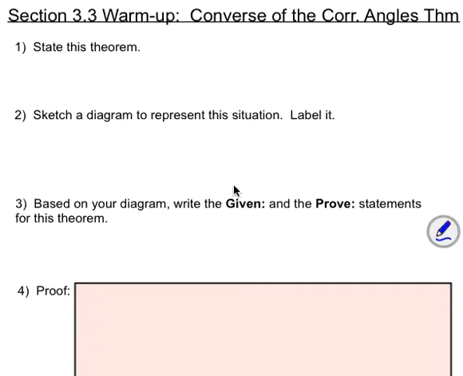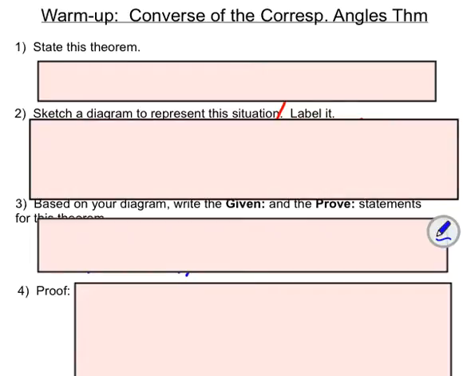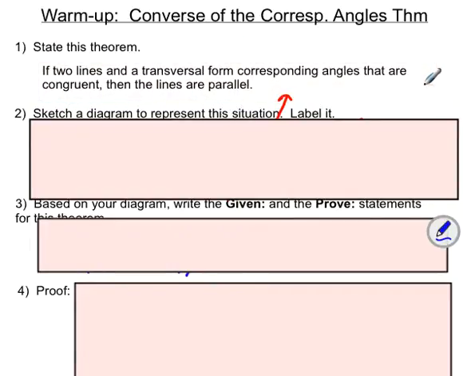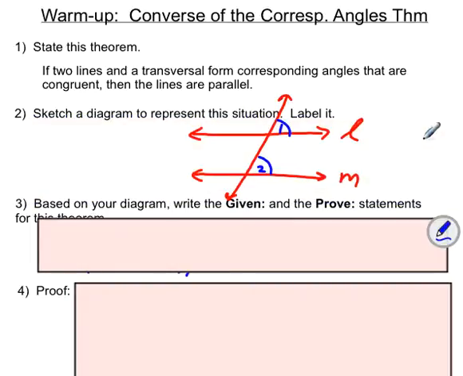Okay, so we're going to go ahead and take a look at the answers to these, one at a time. First of all, we'll state the theorem, and I have it typed out here for everybody. If two lines and a transversal form corresponding angles that are congruent, then the lines are parallel. So we're using corresponding angles and the fact that they're congruent to show that the lines are parallel. We'll sketch a diagram to show what that looks like.